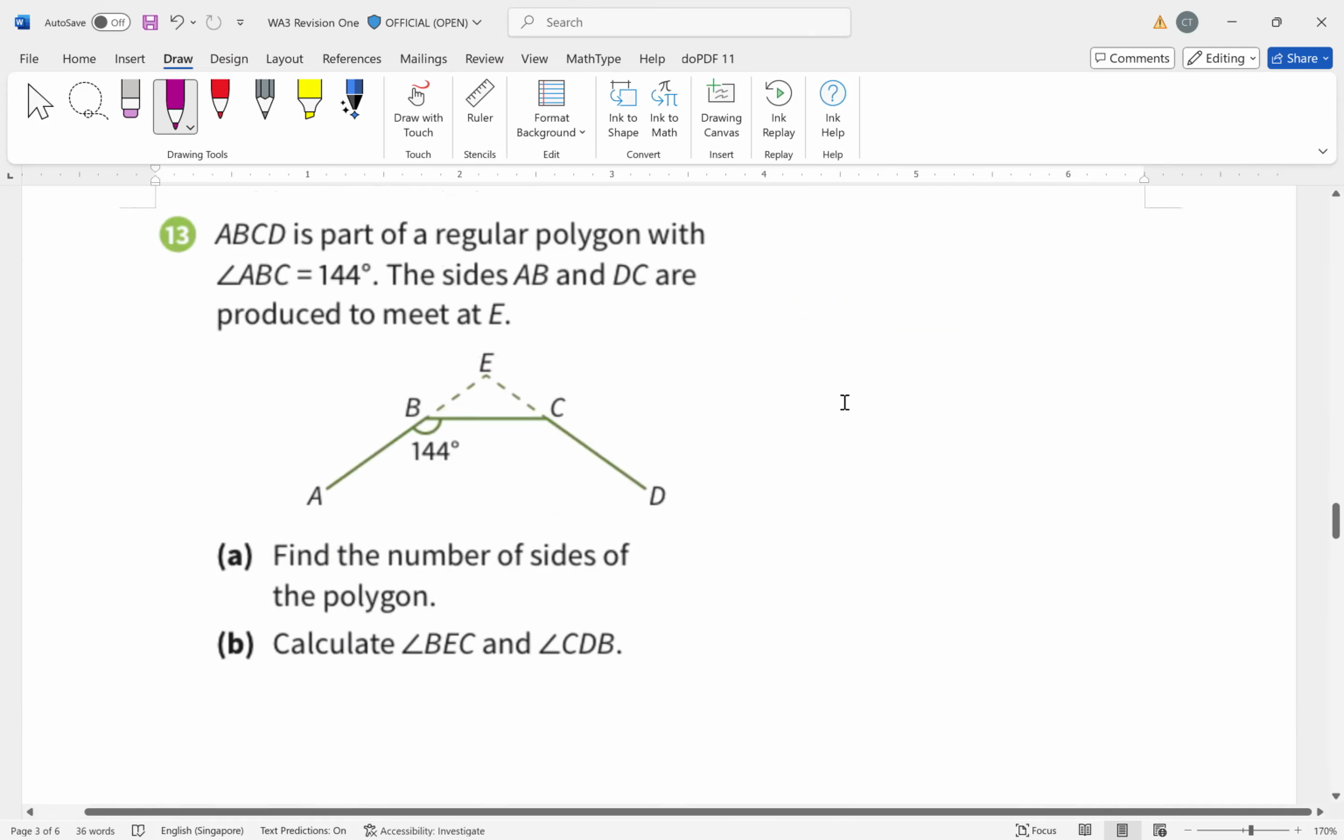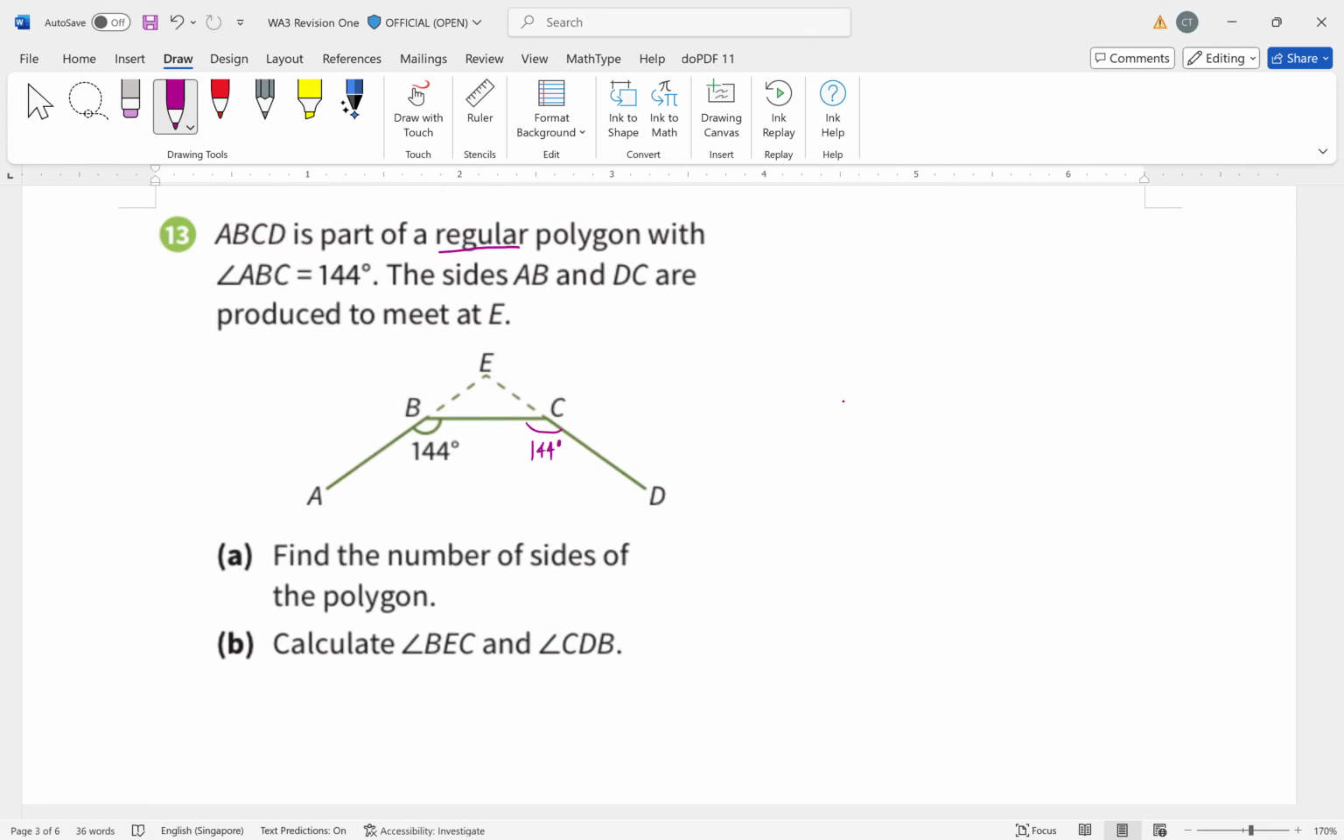Okay, let's now move on to question 13. In question 13, we have ABCD as part of a regular polygon. So AB, BC, and CD are three sides of the regular polygon, with angle ABC being 144. Something to take note of: this is a regular polygon. So angle ABC is one of the interior angles. If it's a regular polygon, then all the interior angles are equal. So this means that angle BCD is also 144.